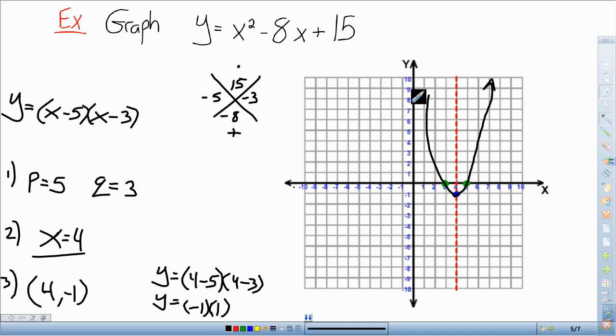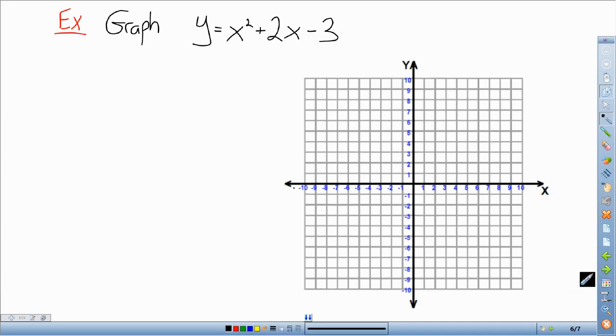One thing I want to point out, say we wanted a really detailed parabola. I could plug in other numbers. I could plug in a 2 for x, and I would probably get maybe a 2 or a 3 for y. I could plug in as many points as I liked if I wanted a really detailed parabola, but this is enough to get the general shape of it.